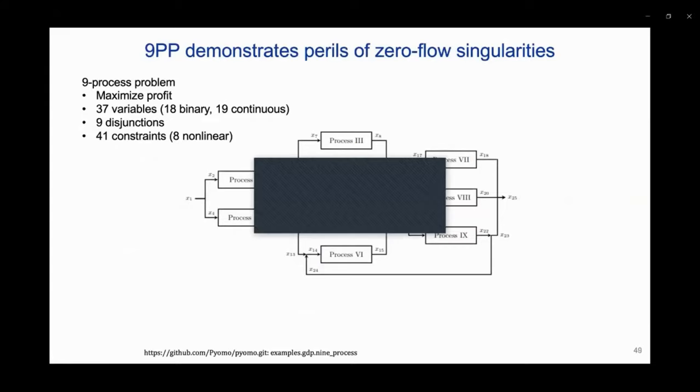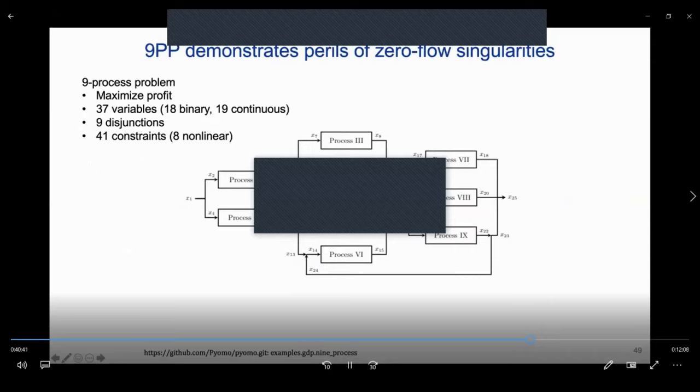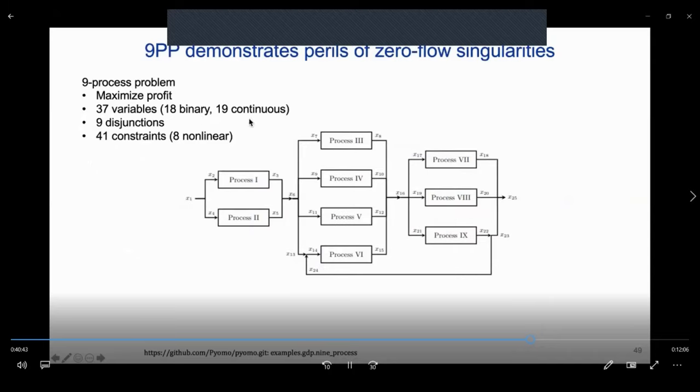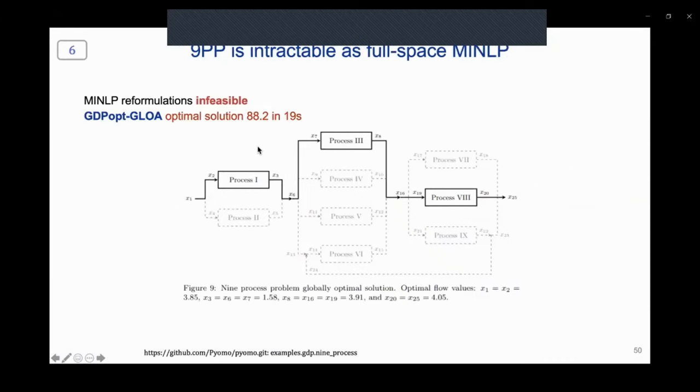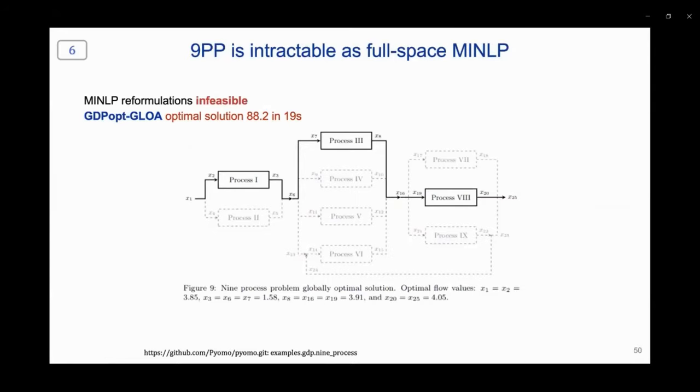So here, let me present you some examples. This is a 9-process problem. We have this simple superstructure. We have input-output relationships. We have 18 binary variables, 19 continuous, 8 nonlinear constraints. And basically here, this is the optimal solution to the problem. So we select processes 1, 3, and 8 out of the other units that have been eliminated.